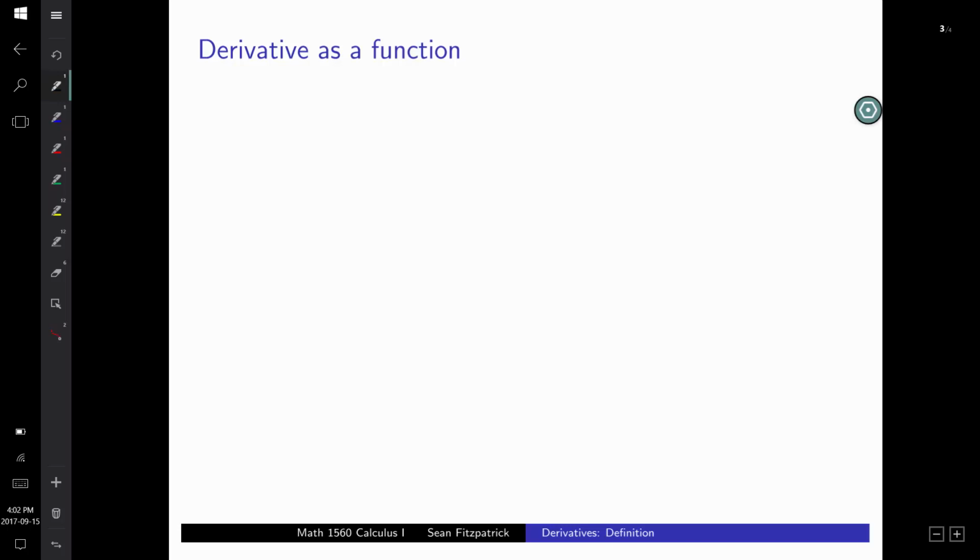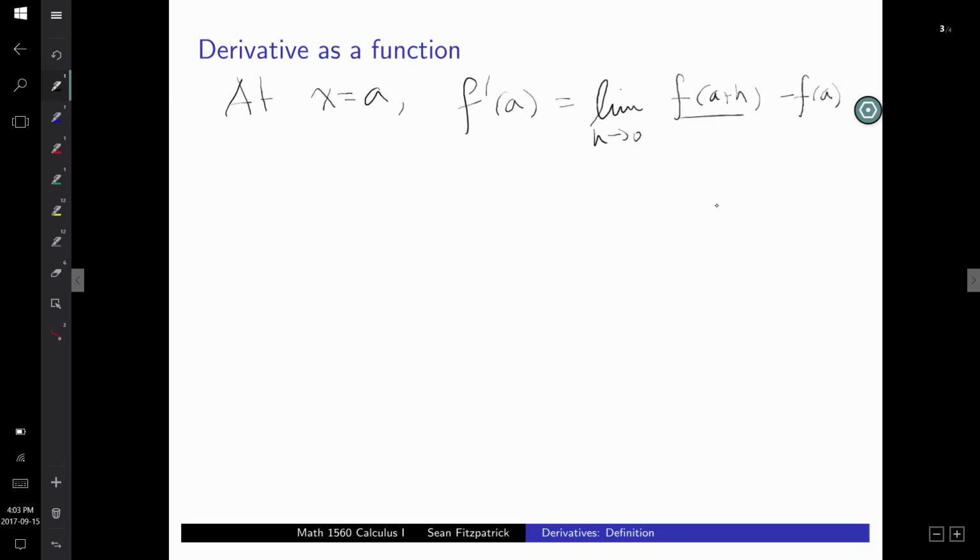Now, once you learn how to calculate the derivative at a point, so at x equals a, we have this definition: f prime of a equals the limit as h goes to 0 of f of a plus h minus f of a over h.